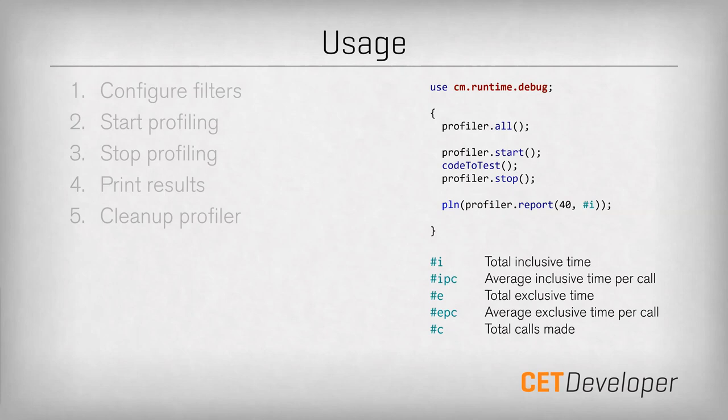So again, this indicates what kind of sorting scheme it will use, and then you'll also provide that number to say how many off the top should be displayed. And then finally, tell the profiler that you're done with it by calling finish. This will actually throw out all of the data it's collected so far.